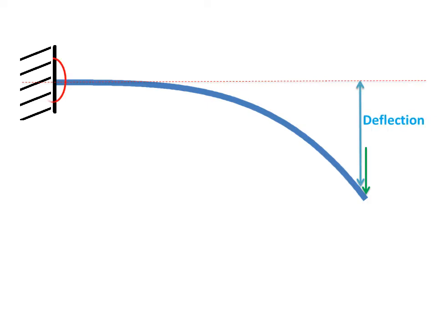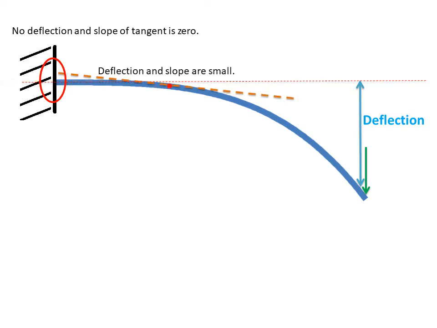It is very important to understand that at the fixed support, the beam does not have any deflection, and the tangent to the deflected beam at this point is horizontal. In other words, the slope of the tangent is 0. For the points near the support, the deflection and slope are relatively small, but when the point is closer to the point load, the deflection and the slope increase.